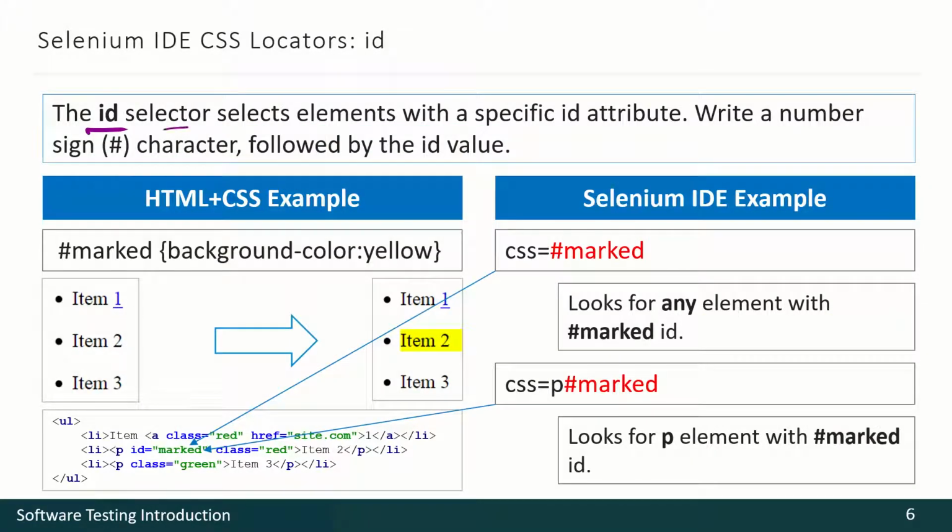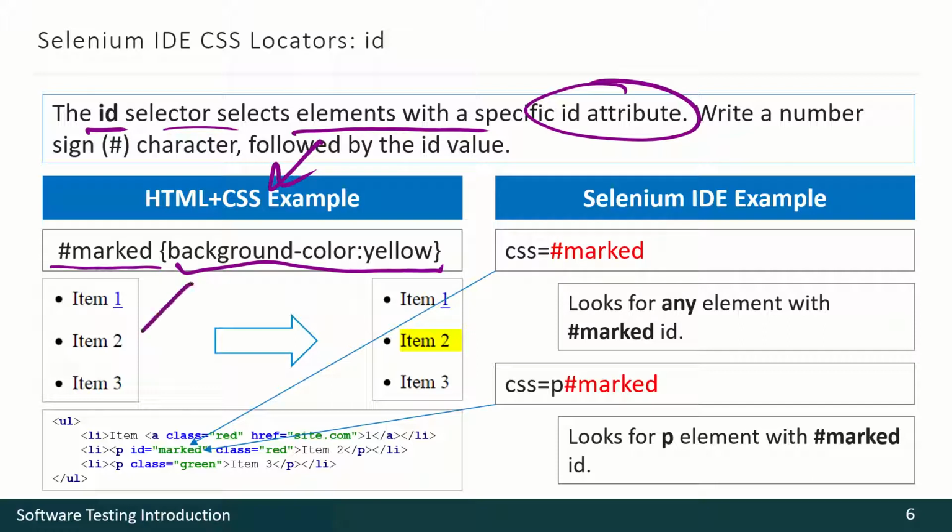ID selector is simple. It selects elements with a specific ID attribute value. Here is the example. Let's assume we want something to be marked with a yellow background color. Here it is before, here it is after. Why is it so? Because this paragraph has the following ID marked.